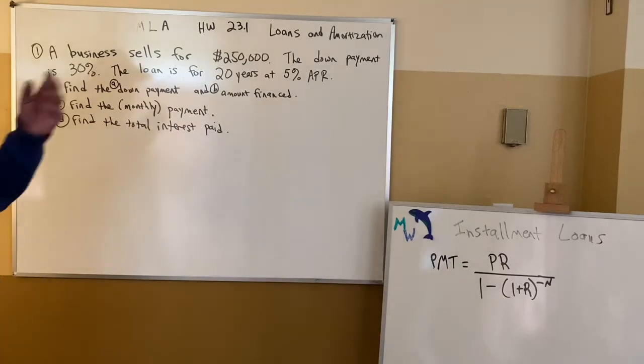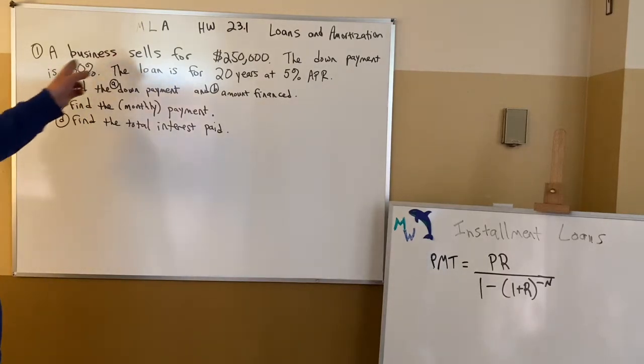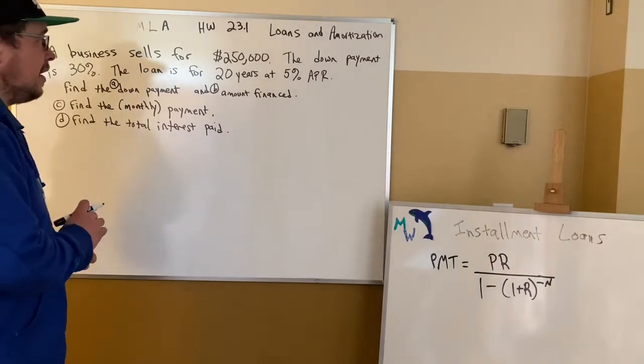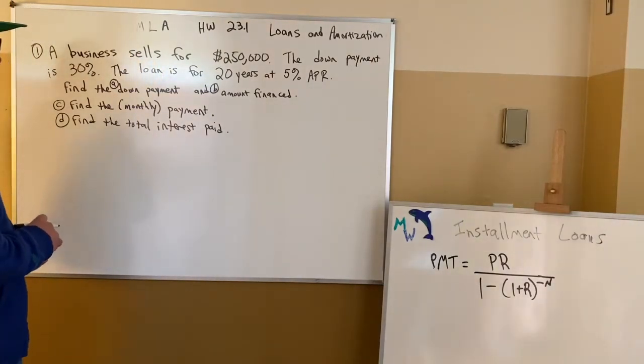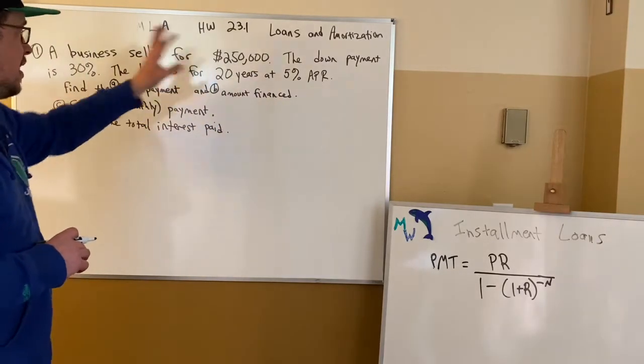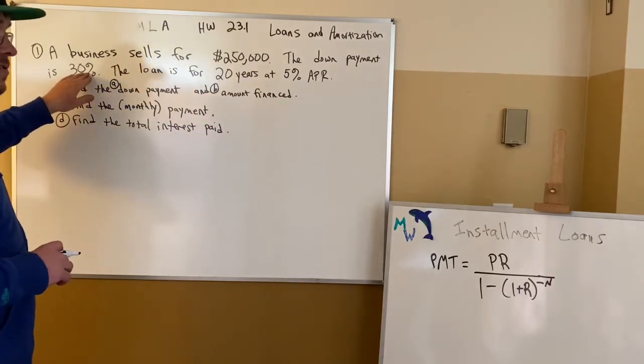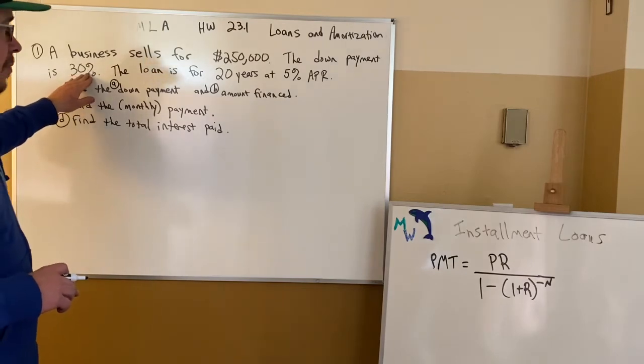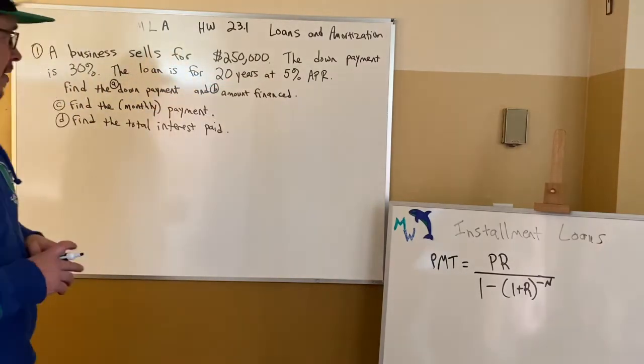This is a classic loans problem. There's a business that sells for $250,000. The down payment is 30%, and the loan is for 20 years at 5% APR. So you can't just say, oh, percent, that's the APR. This 30% is your down payment, so that'll be used for the down payment. This 5% will be for your APR.